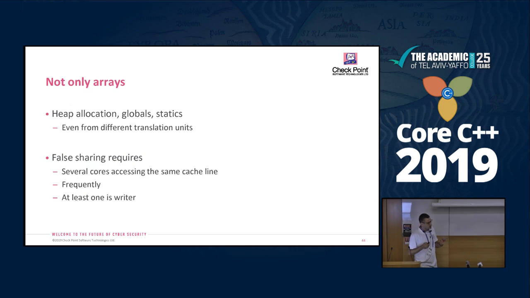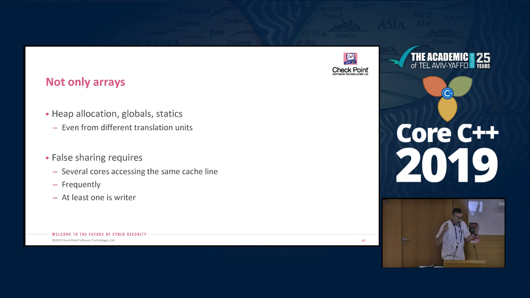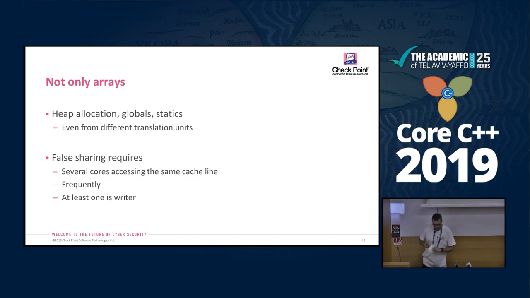Now, not only arrays are subjected to false sharing. It's called false sharing because I'm not really sharing anything, but I'm sharing the cache line. So not only arrays are subjected to it, heap allocation, globals, statics, even from different compilation units, are also subjected to it. What we need to have is a few cores that simultaneously access the same cache line and access it frequently, and at least one of them is a writer.